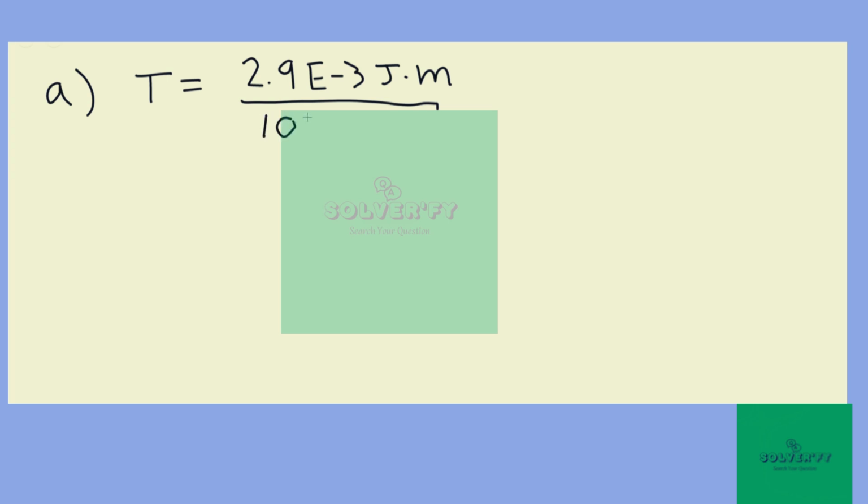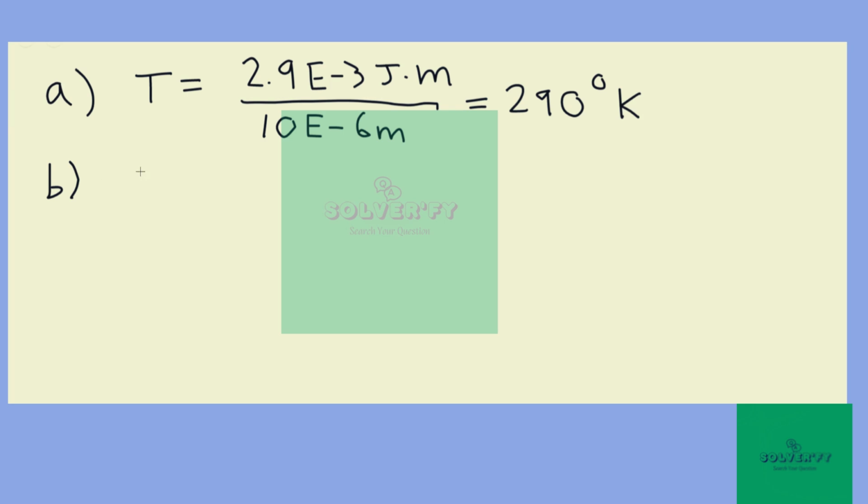In this case, our temperature would simply be that constant of 2.9 times 10 to the negative 3. This has units of joules meters. So we must divide by a length scale, which will be our lambda. So this is 10 e to the negative 6 meters. So we would have a temperature of 290 degrees Kelvin. So something actually quite cold.